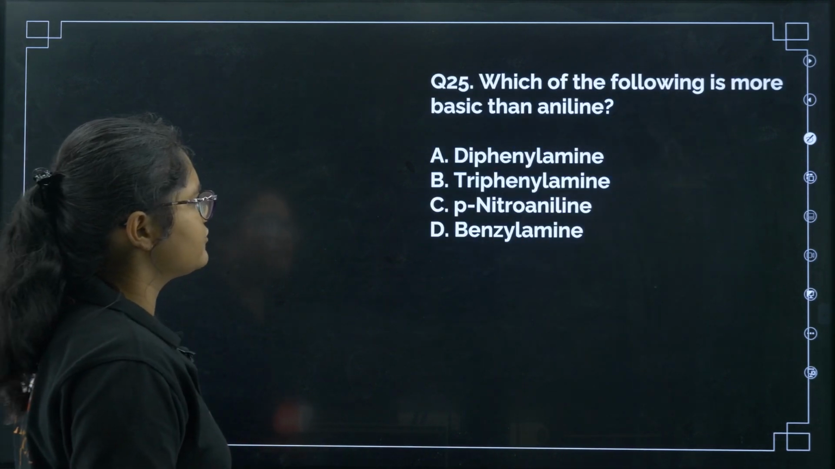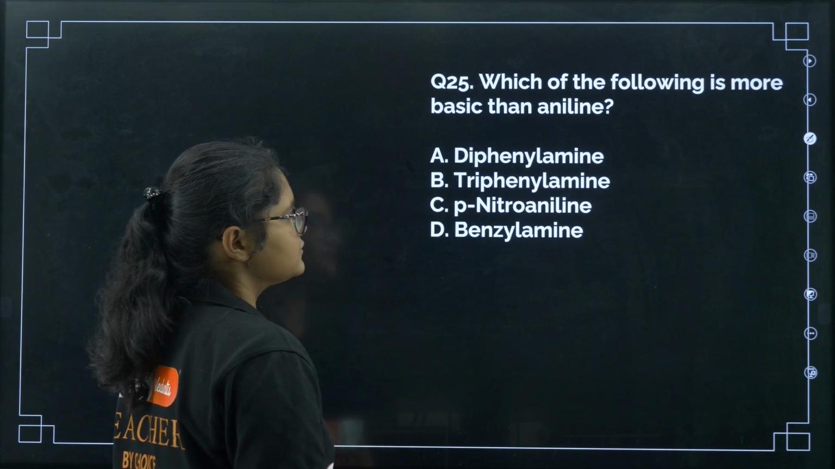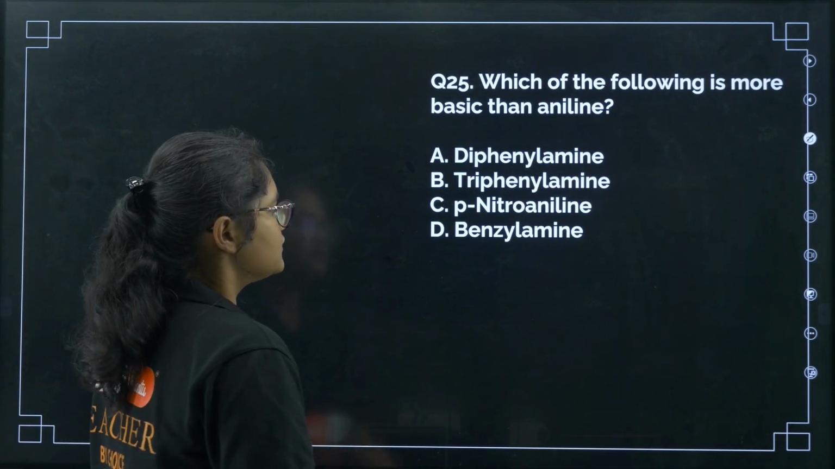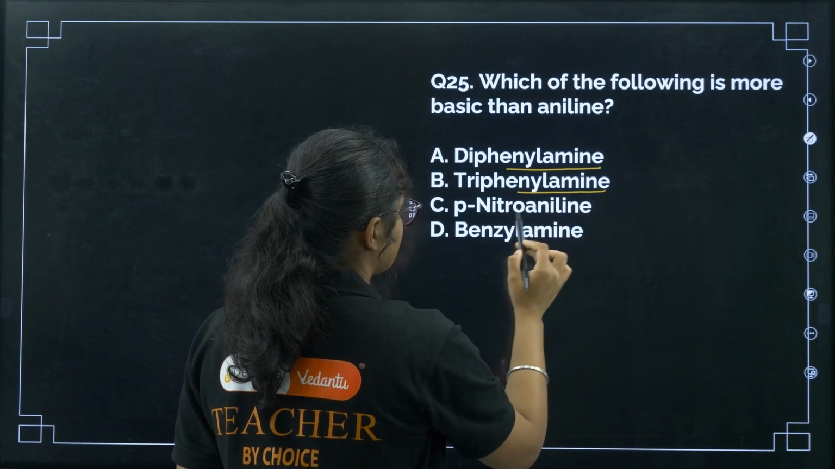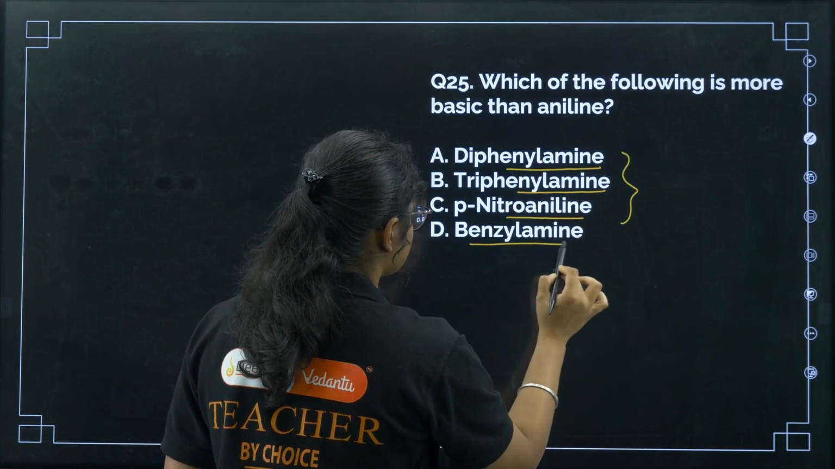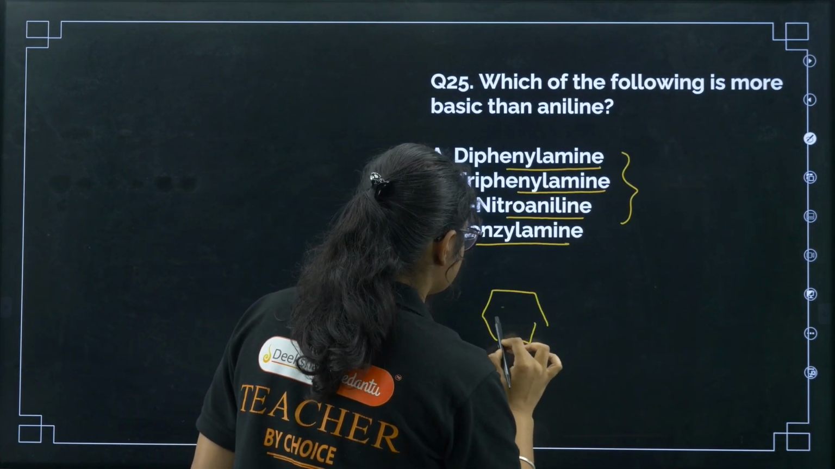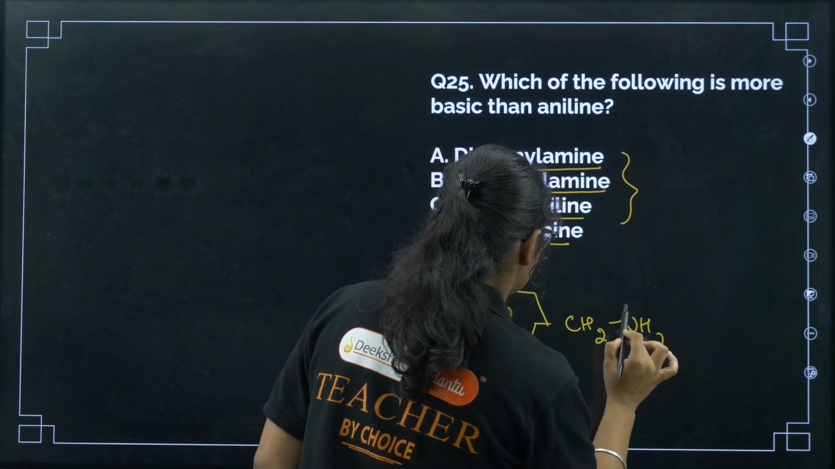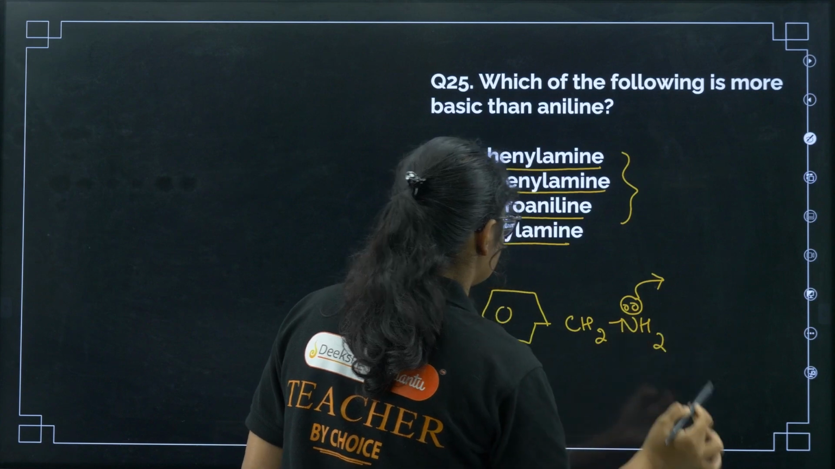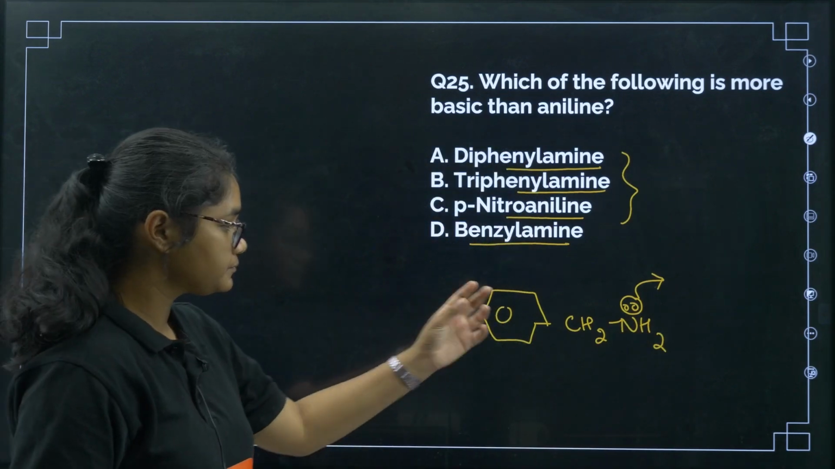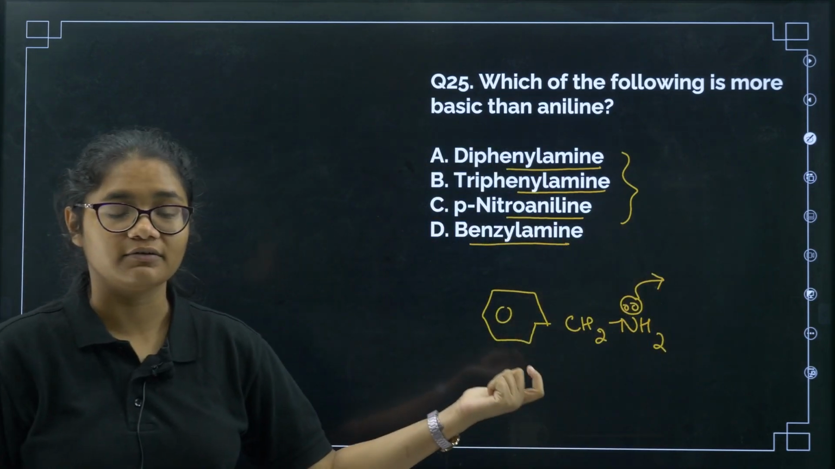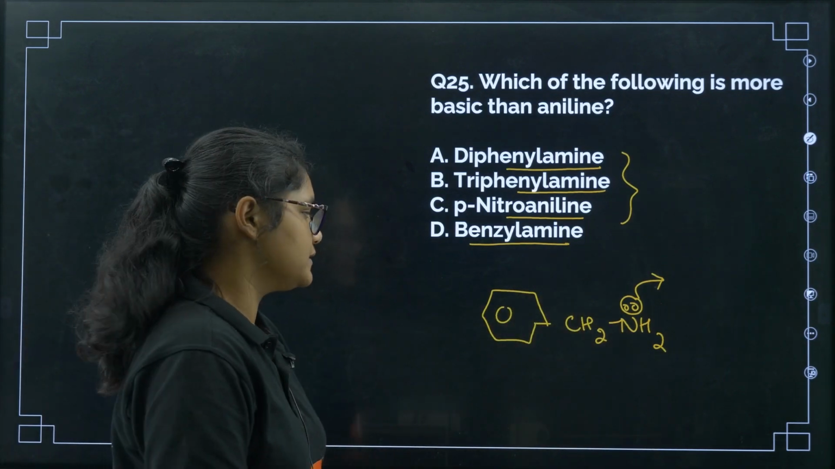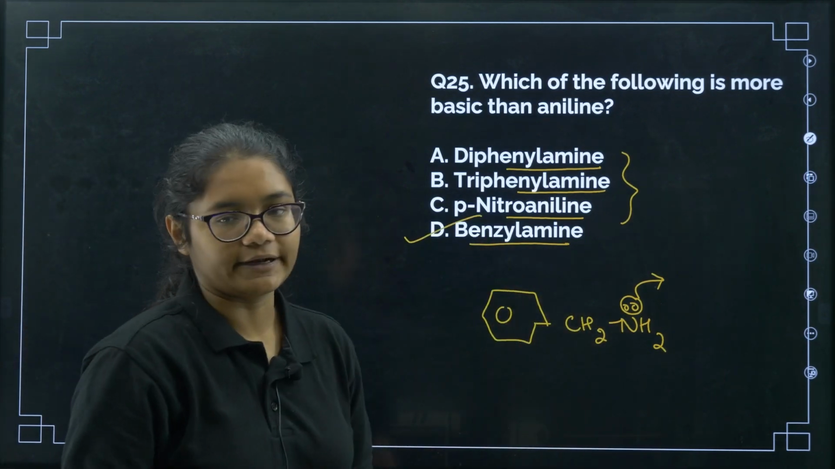Next question, which of the following is more basic than aniline? If it is more basic, it should have an electron donating group, right? You see diphenylamine, triphenylamine, these all have electron withdrawing groups. Benzylamine, if you see, is like this, right? The lone pair of electrons here is present, and this can be donated. This is not involved in resonance, so this lone pair of electrons is easily available, so that is why option number D will be the correct answer here.